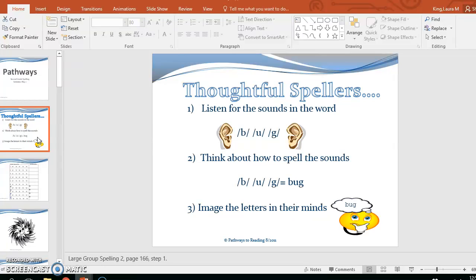There are 3 things that thoughtful spellers do. The first 2 are going to be ways that we help kids segment and spell words so they don't have to memorize them. Our brains only have so much cognitive space for memorizing, and some kids just aren't good at memorizing, so we need to give them a strategy. The last one is there are some words in the English language that just cannot be spelled the way they sound. So we have to have some visual memory for some words. Those are going to be like our cheater words, is what we like to call them. They're the ones that don't follow the spelling patterns.